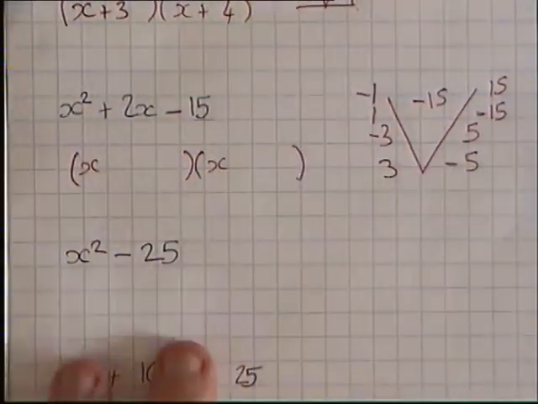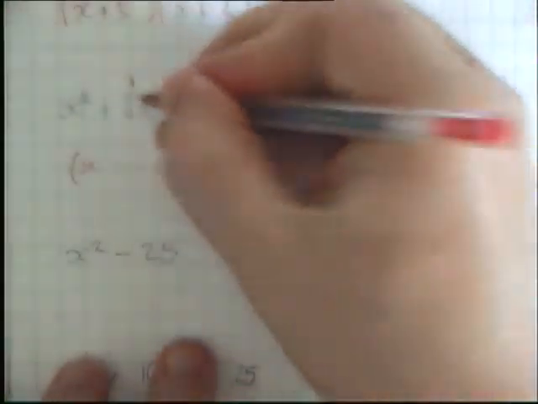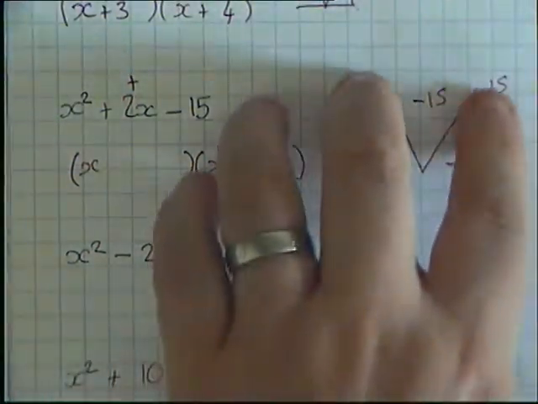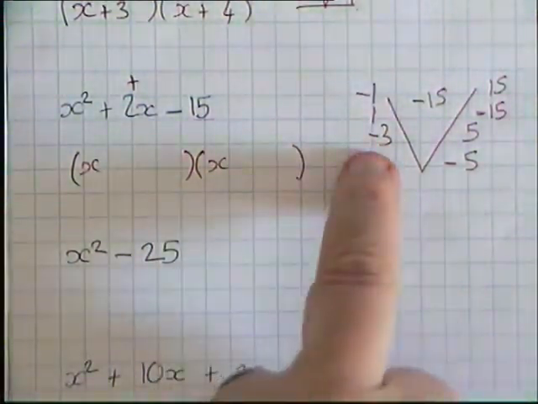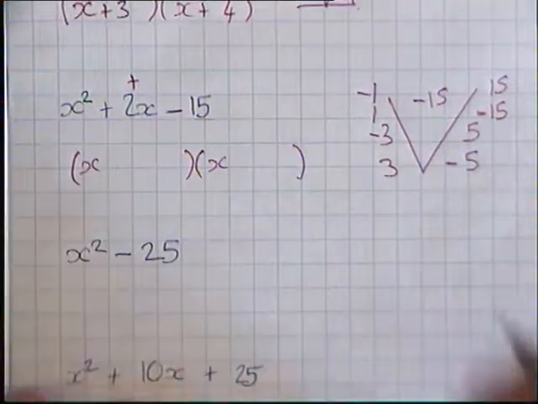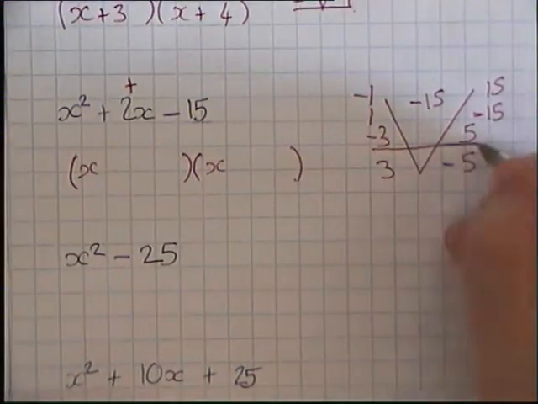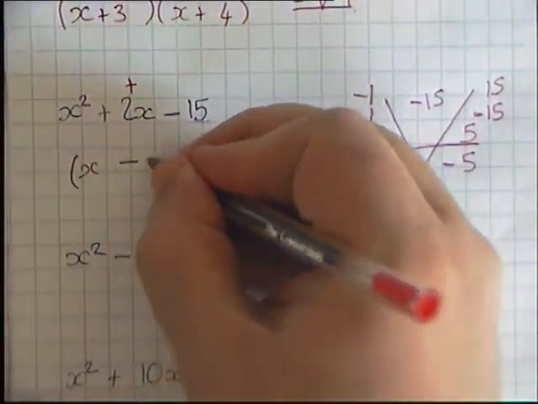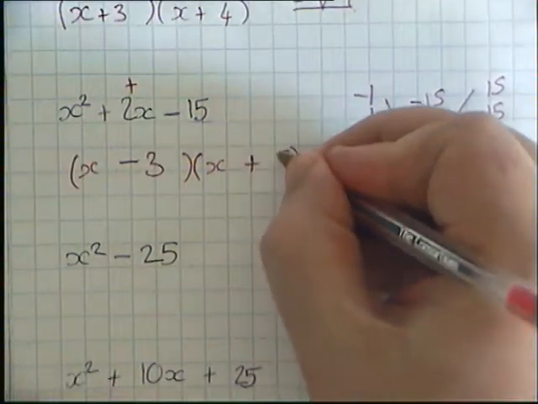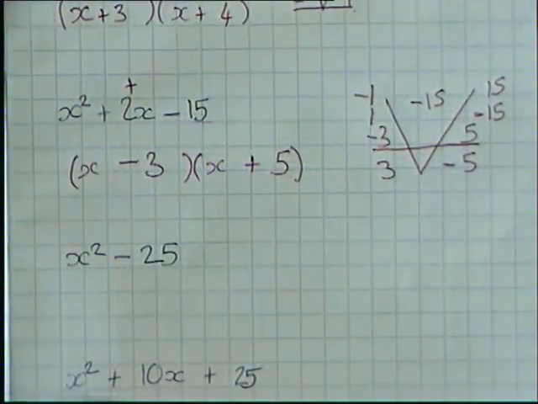So which of those pairs add up to make plus 2? It's not the 15 ones. Minus 3 add 5 gives me plus 2. So it's this one this time. So I've got minus 3 and an add 5. Nice and straightforward.